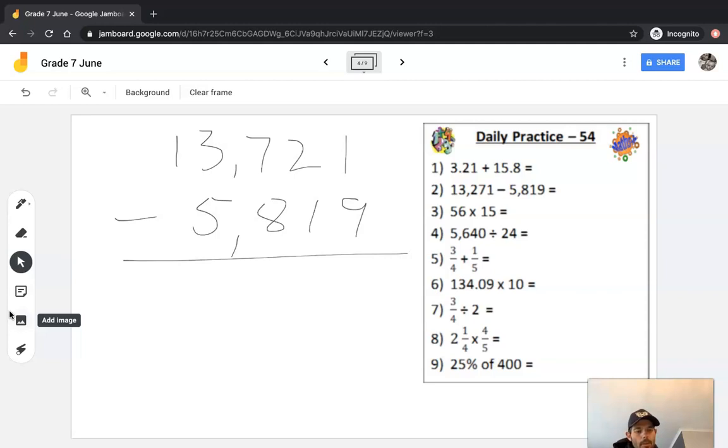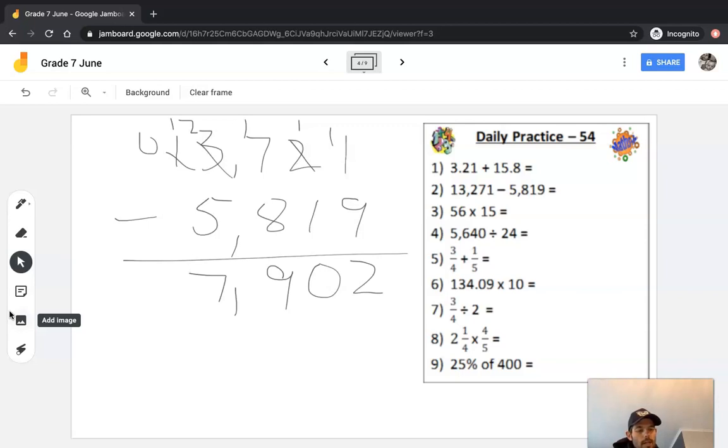And then we just need to borrow where necessary and subtract as per usual. And we should get an answer of 7,902. Remember, your checking strategy here, guys, is to go the opposite way to subtraction, which is addition.